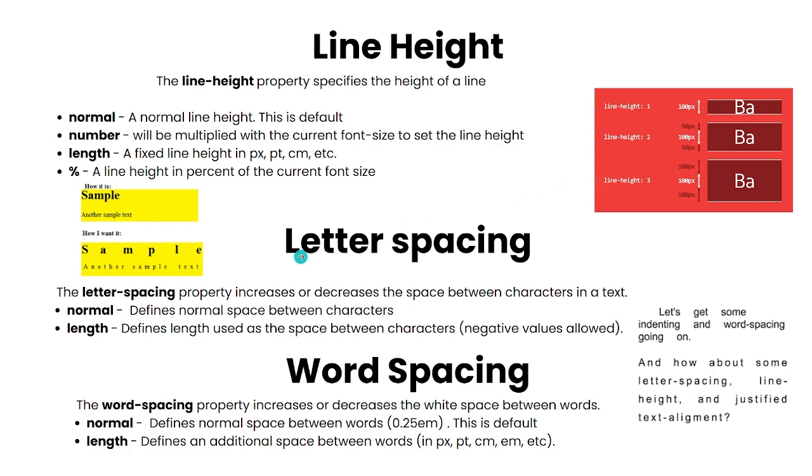Letter spacing. The letter spacing property increases or decreases the space between characters in the text. Here you see a letter spacing that has a lot of space in between each letter. And we have word spacing. And over here you can see an example of what word spacing looks like. The word spacing property increases or decreases the white space between words.